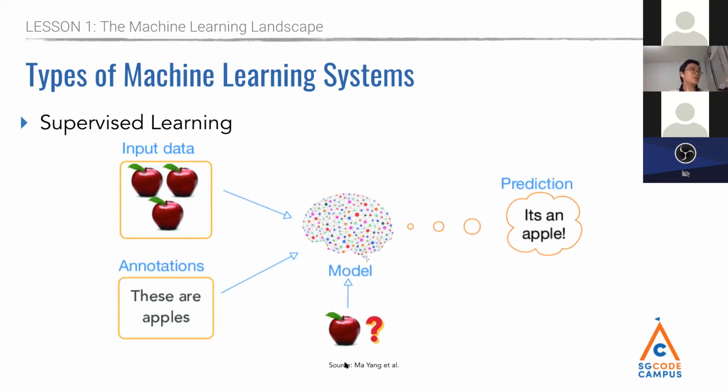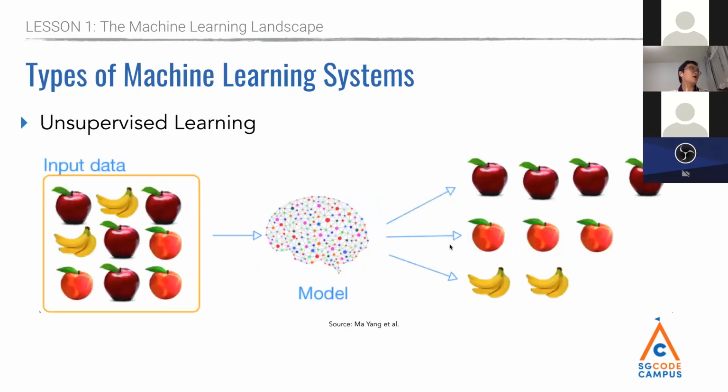So next time I input some other images that are similar to this apple, we are trying to predict, this system will predict whether it's an apple or not for it. So this is a very typical supervised learning.